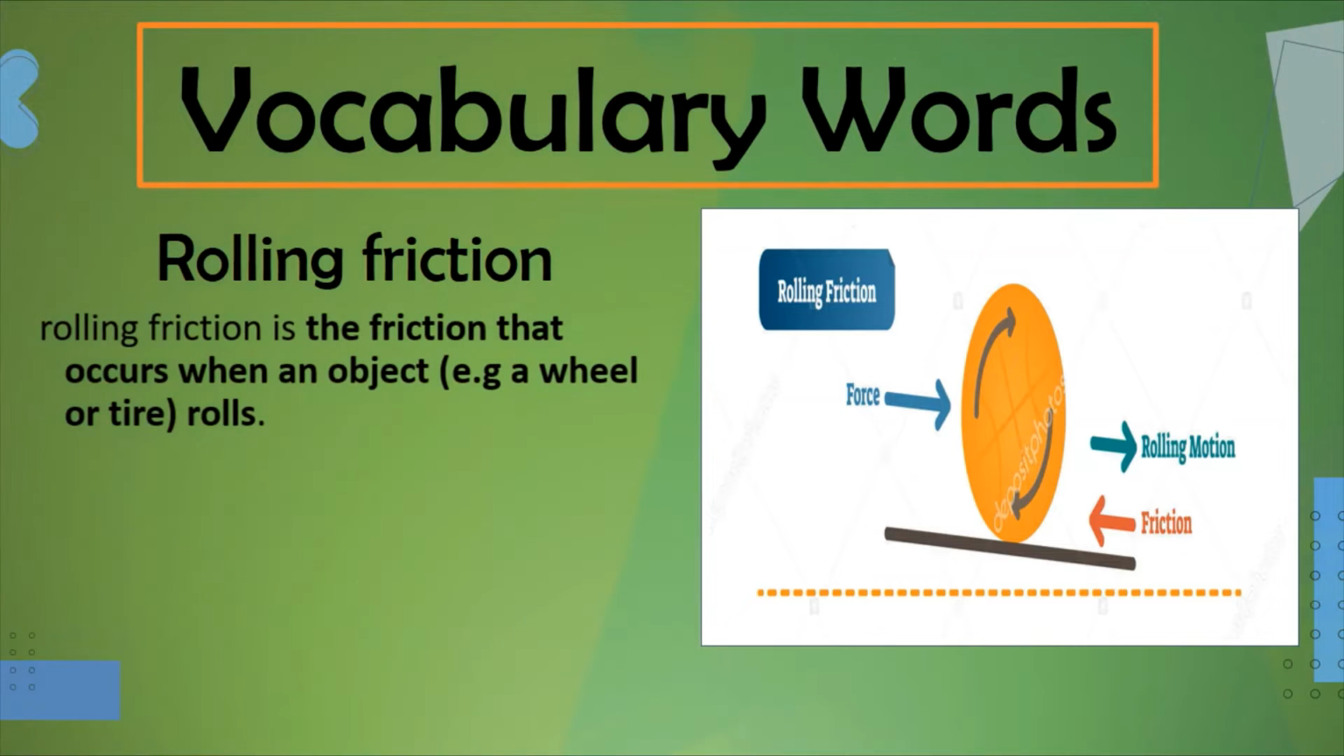Rolling friction. Rolling friction is the friction that occurs when an object rolls. Examples are a wheel or a tire on a skateboard, a car, a bicycle, a motorcycle, roller skates, and a lot of things that have wheels or tires.